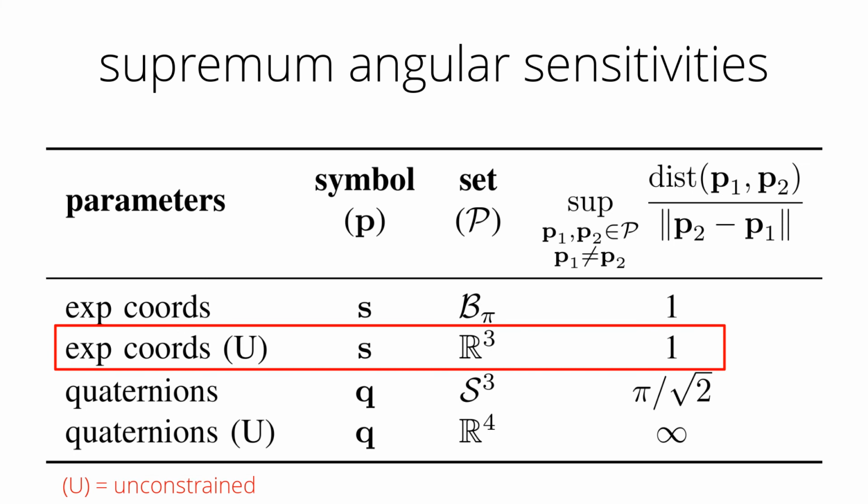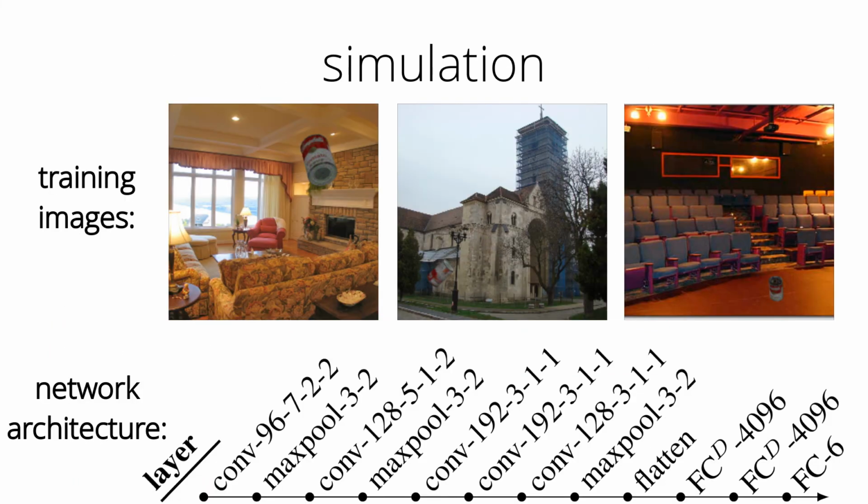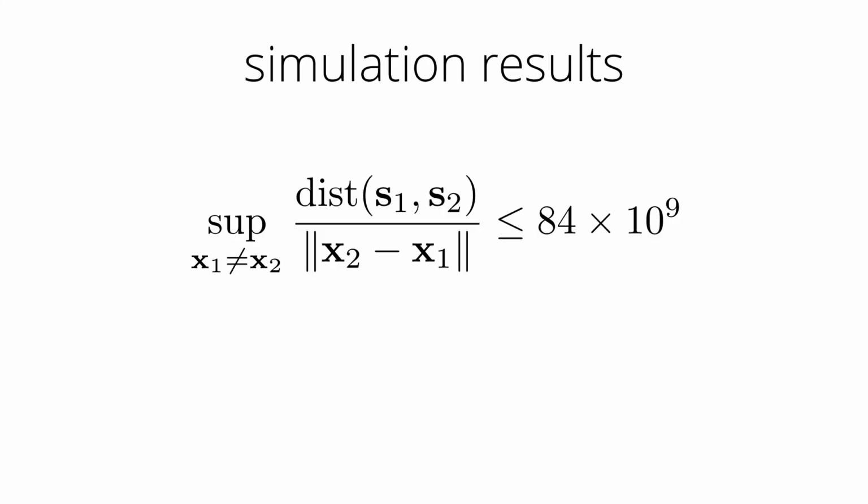So what we'll do next is create a neural network that outputs rotation in the form of unconstrained exponential coordinates, and then calculate a sensitivity bound for that network. The network architecture that we use is shown at the bottom. We generated training images synthetically, again using the soupcan object. Then we trained the network and calculated the sensitivity bound to be 84 times 10 to the 9th, which is a very large bound, but it's expectable because all neural networks are going to have very high sensitivity after you train them. So the next question would be, well, how do we actually use this in practice?